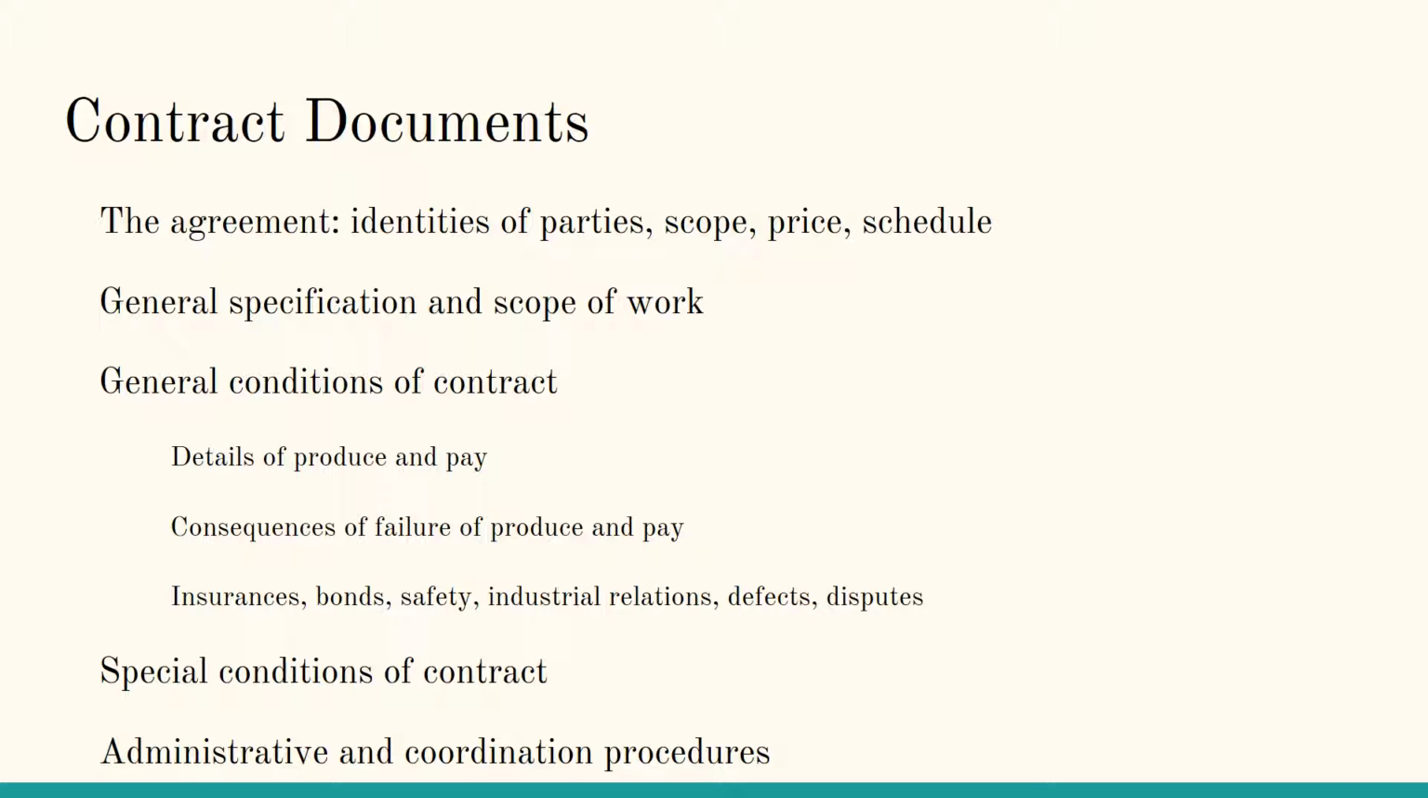General specification and scope of work describe the scope of work to be undertaken, the technical standards required, and the administrative procedures that control the implementation of the project.